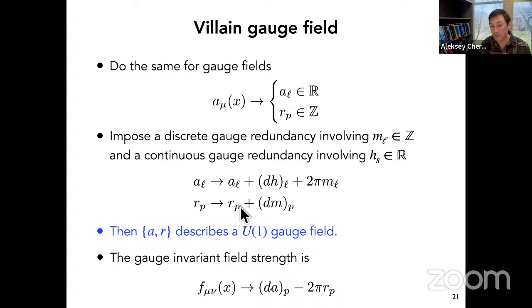In addition to these discrete shifts, which are like large gauge transformations, you also have local gauge transformations with a gauge parameter h, which lives on sites. So here are the gauge redundancies of this package of two fields, A and R, which together describe a U(1) gauge field on the lattice. For example, F mu nu at a point on the lattice becomes dA at a plaquette minus 2 pi times R_P. This thing together is gauge invariant under the full gauge symmetry, both discrete and continuous.